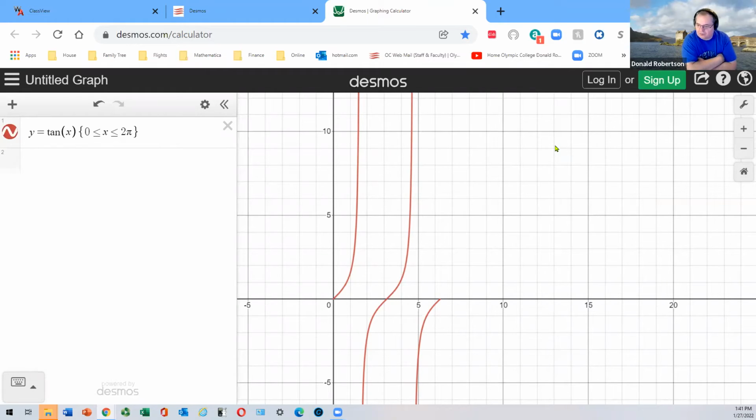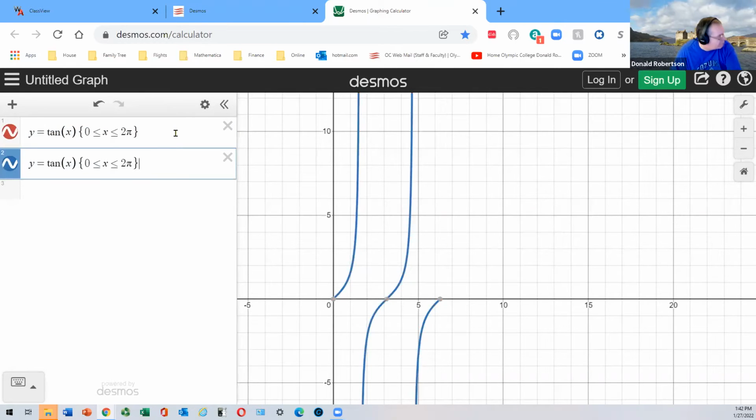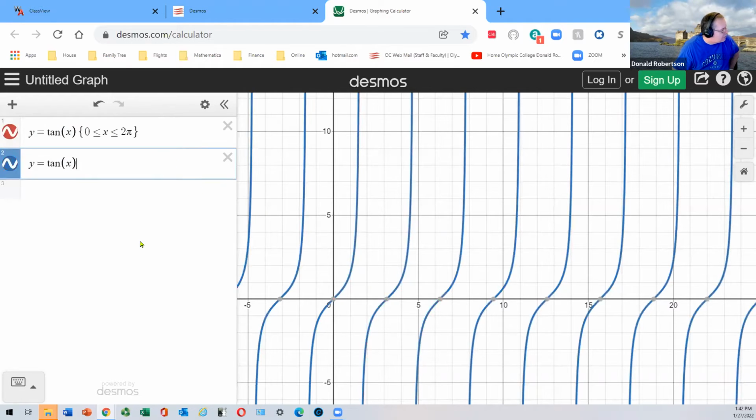Do you know there's another place where you're going to have problems? Isn't it going to be at 3 halves pi? Because then it's going to be -1 divided by 0. If you look at this tangent function, that's where a half pi is, and over here, that's where 1.5 pi is. Now, if you take off the restrictions, what is true about all trig functions is they repeat themselves forever.